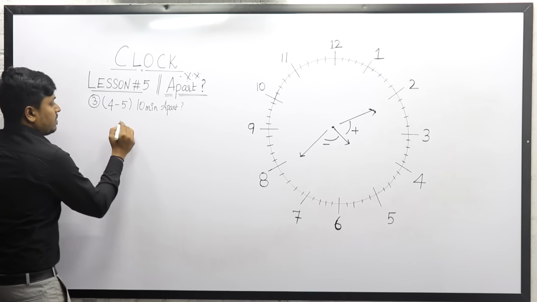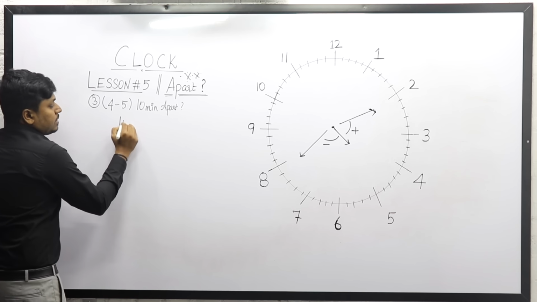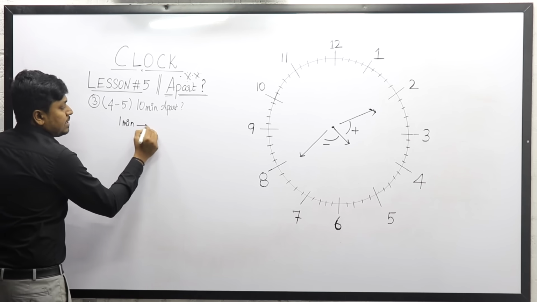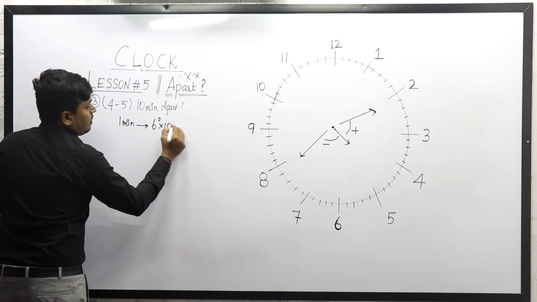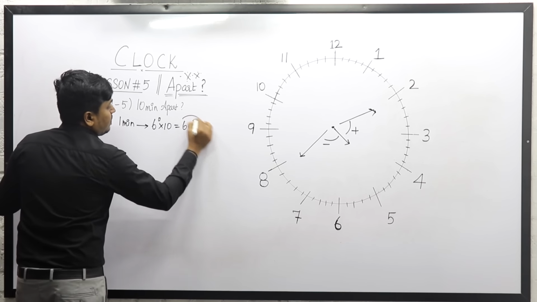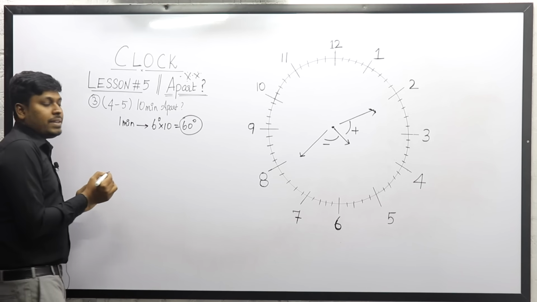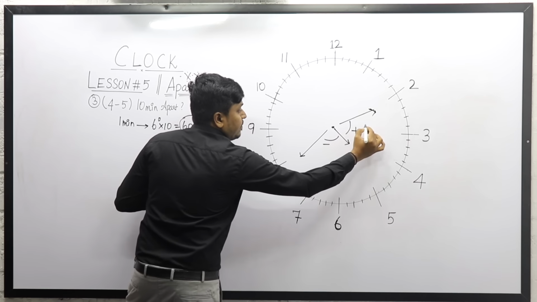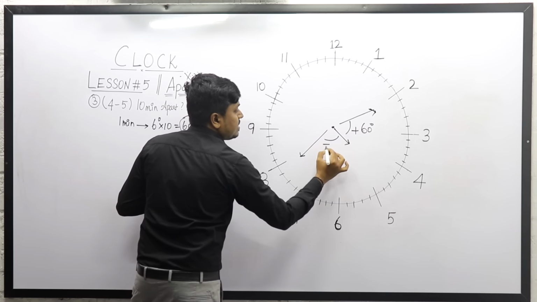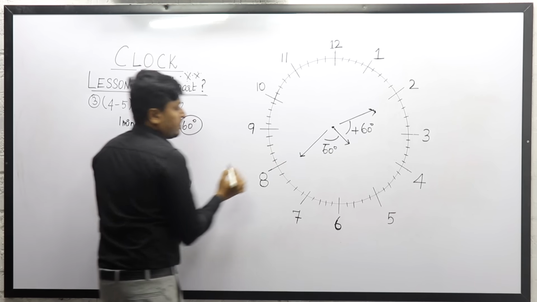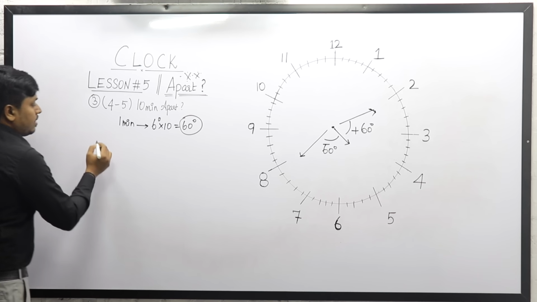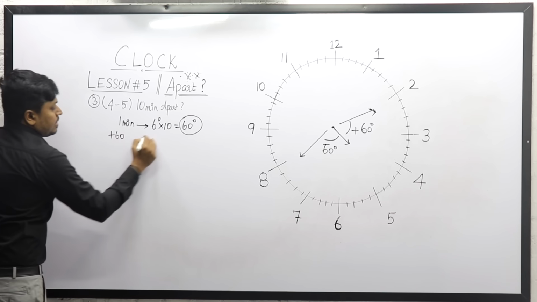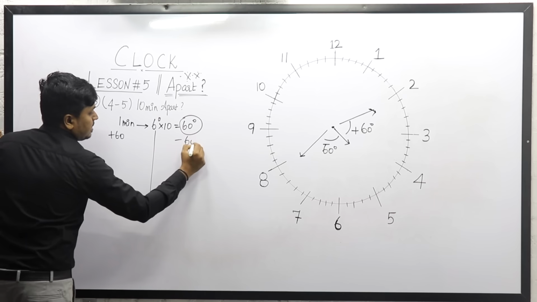Step number 1. We know that for every 1 minute, the minute hand will move 6 degree, and here it is 10 minutes apart. So 6 degree into 10 will be 60 degree. So finally we can say the angle between hour hand and the minute hand, if it is 10 minutes apart, will be 60 degree and 60 degree here. Understood? So plus 60 degree, minus 60 degree. So substitute in the formula for plus 60 degree and here for minus 60 degree.